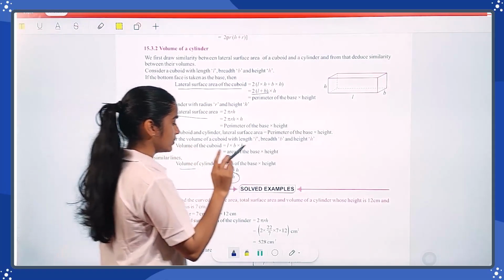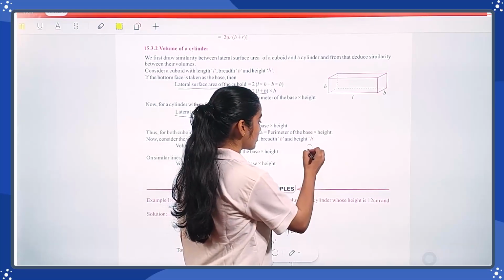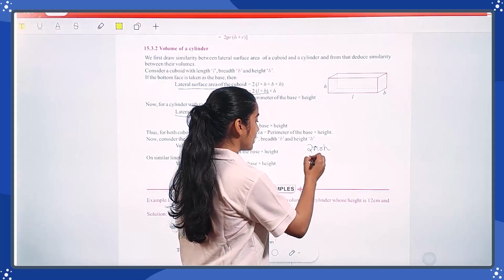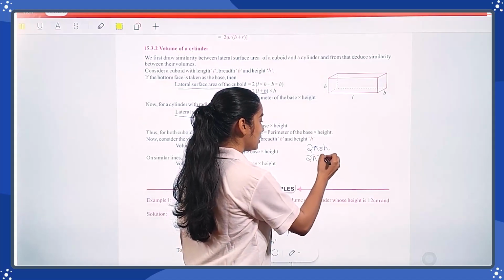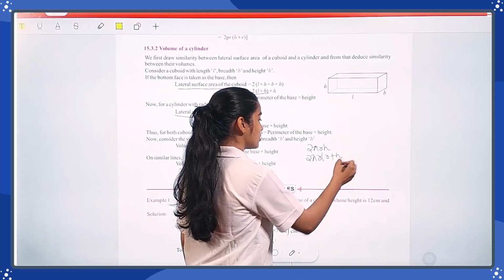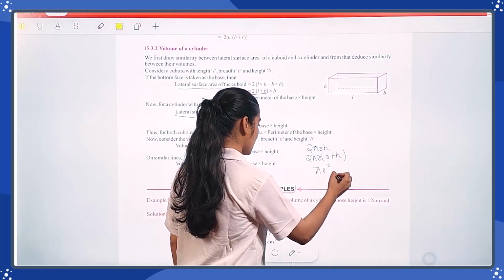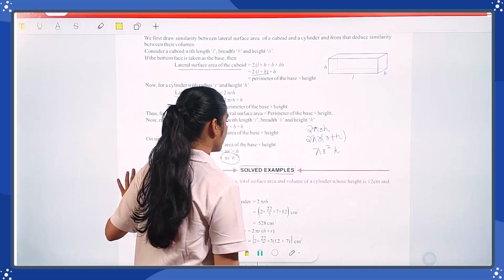So in this section we learned three formulas. First, 2 pi r h, which is the lateral surface area of the cylinder. Then 2 pi r (r plus h), which is the total surface area of the cylinder. And next we have pi r square h, which is the volume of the cylinder.